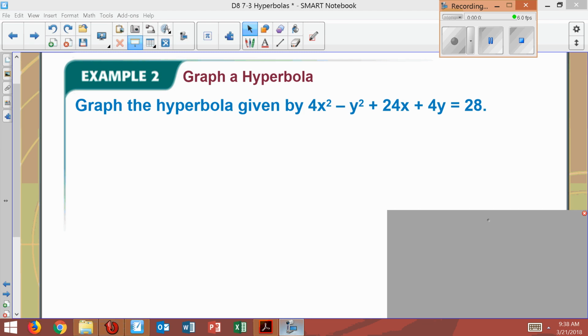Example 2, graph a hyperbola given this equation. Okay, so let's start with the same concept as the previous two lessons. We want the squared terms on the left, the single terms on the right, which in this case means all of these stay on the left and the 28 remains on the right.